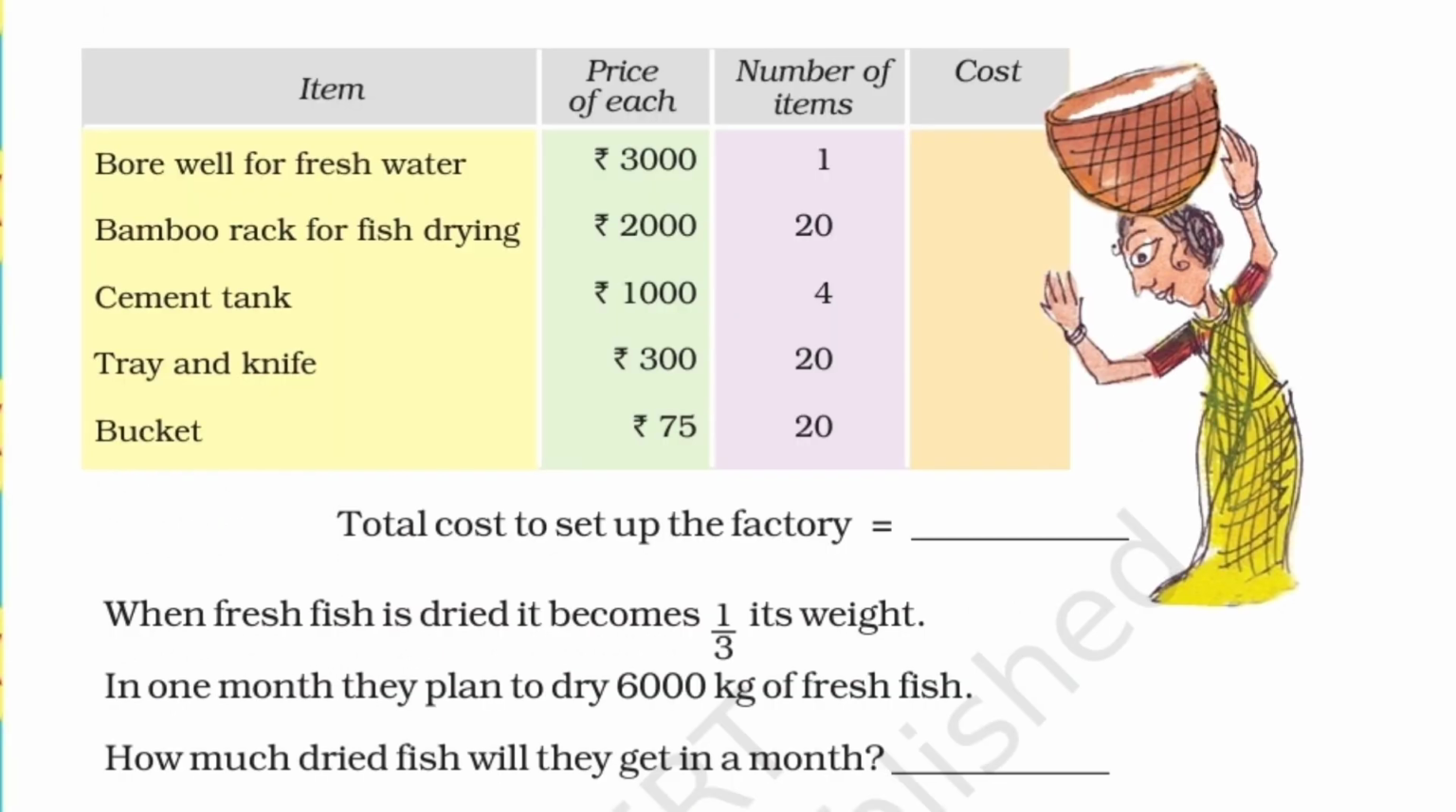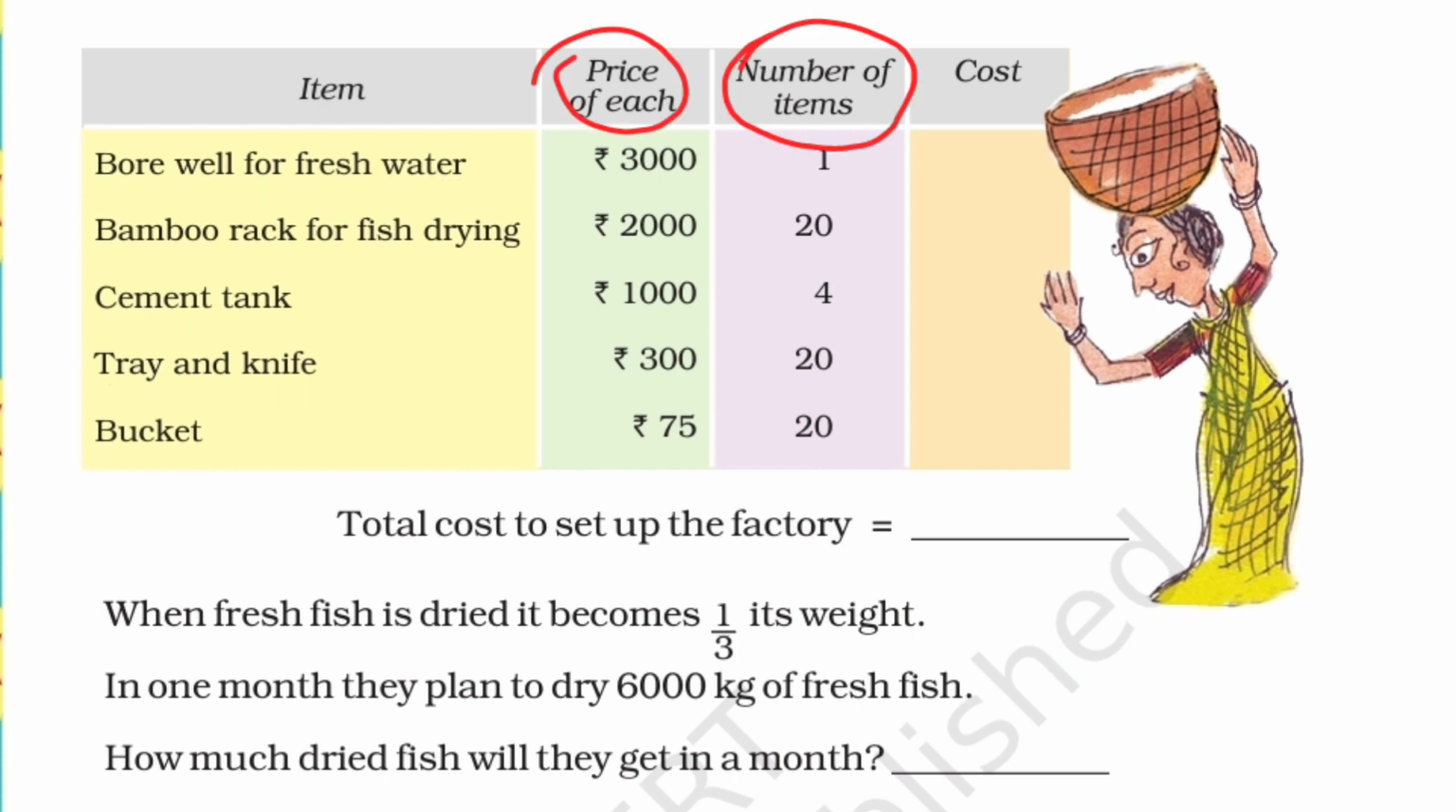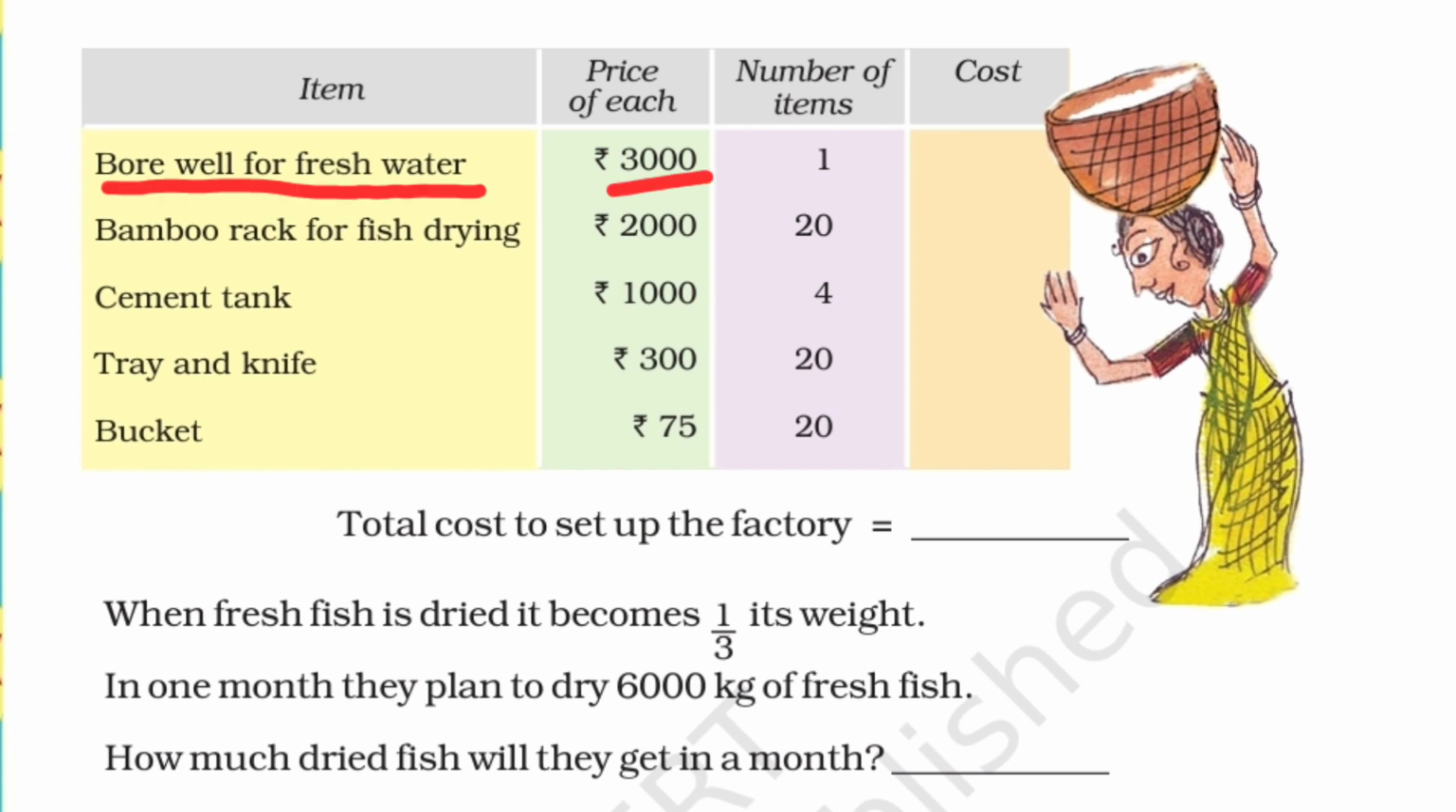So the items required for the factory are a bore well for fresh water, bamboo rack for fish drying, cement tank, tray and knife, and the last one is bucket. So they have given the price and the number of items. So we need to calculate the price and number of items required. So for this, multiplication is very important, children. Again I'm telling, practice multiplication whenever you get time.